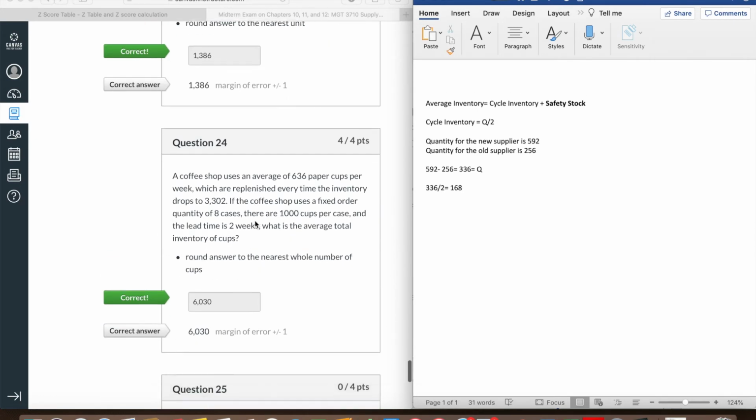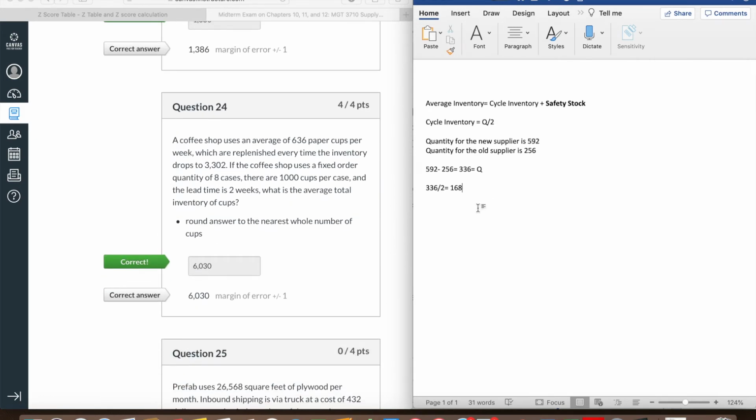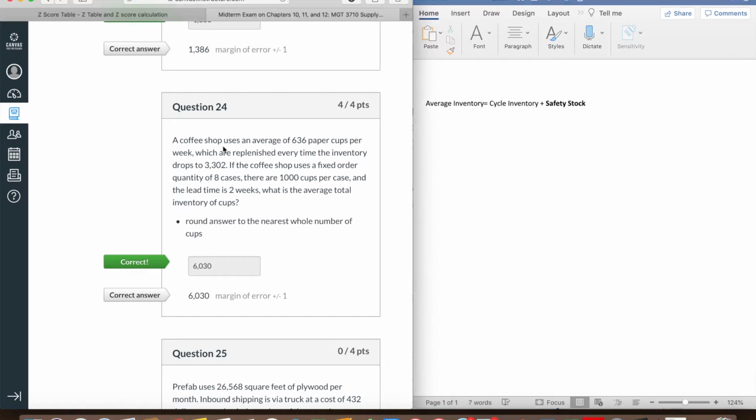So going to question 24, because it's a little bit more relatable to the previous question. A coffee shop uses an average of 636 paper cups per week, which are replenished every time the inventory drops to 3,302. If the coffee shop uses a fixed order quantity of 8 cases and there are 1,000 cups per case, the lead time is 2 weeks. What is the average total inventory of cups?